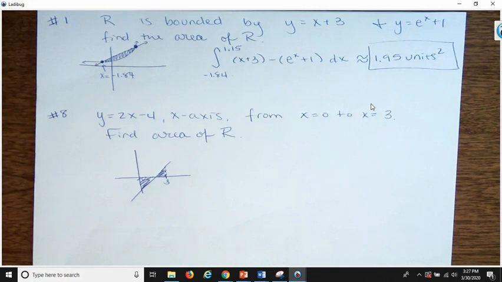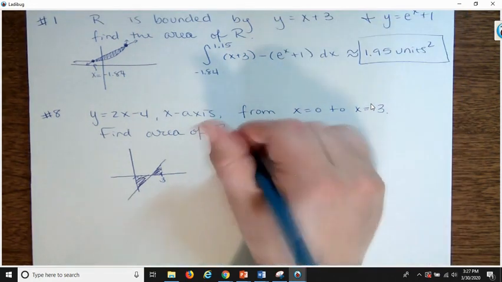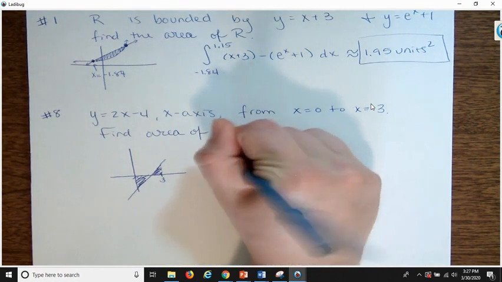Okay, so the tempting thing to do, and I know that some of you did this, is just to straight up integrate from 0 to 3.